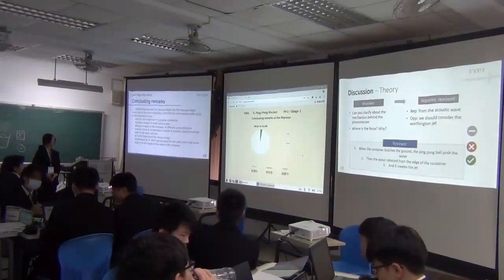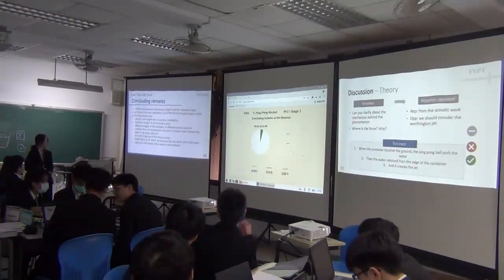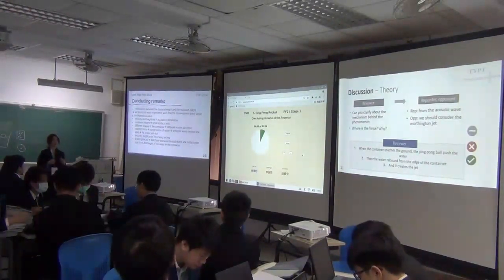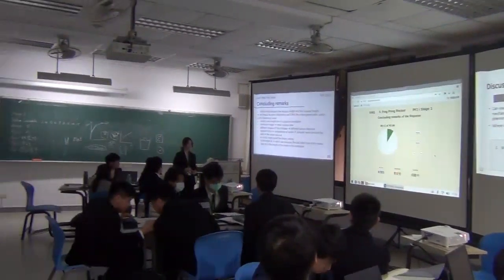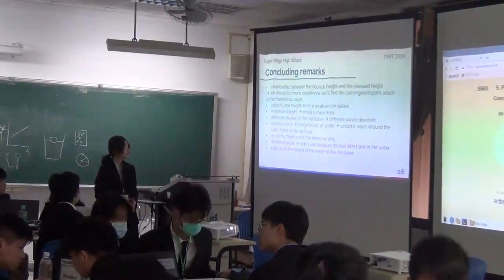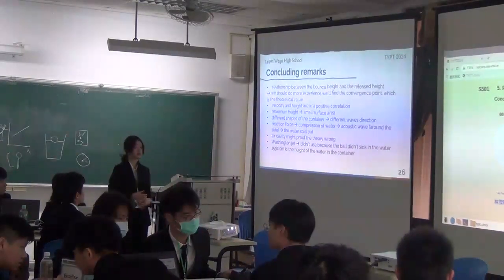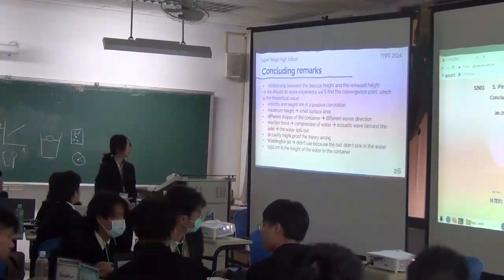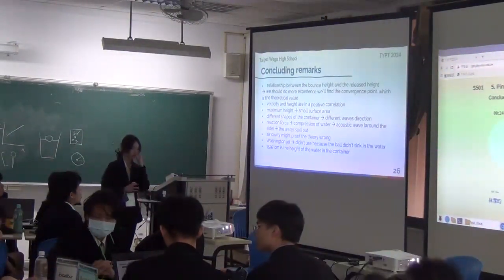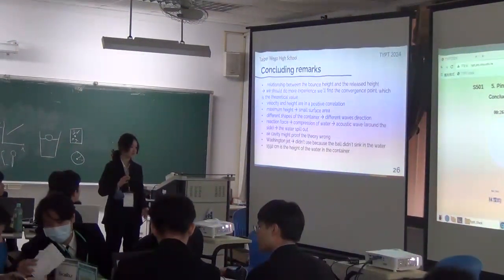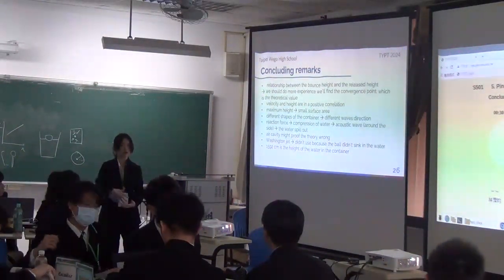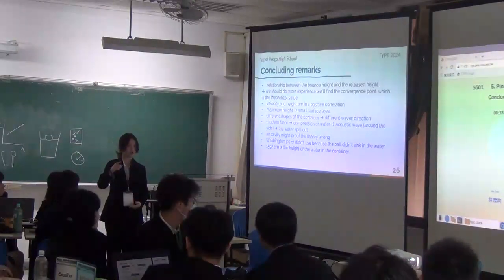Now the concluding remarks. First, we discussed the relationship between the bounce height and the release height. And I do agree that we need to do more experiments so we can see that the relationship between them is not a linear line. And the velocity and the height are in a positive correlation. Next, the maximum height leads to a small surface area, which I must clarify: the container height is not the height that the container is dropped from. It's the actual height of the container.